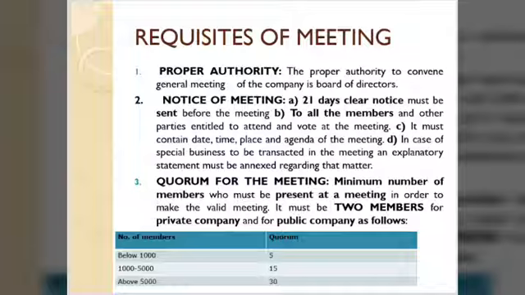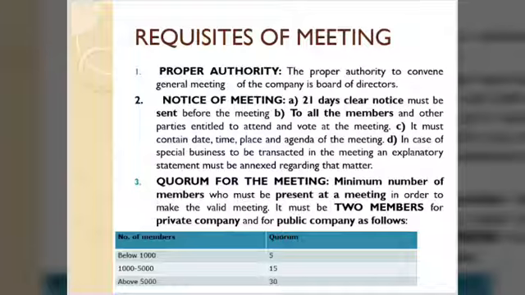Number 3 is the quorum for the meeting. What is a quorum? The minimum number of members who must be present in the meeting in order to make the meeting valid. That is, in case of a private company, 2 members must be personally present as the quorum. Whereas in case of a public company, it is based on the number of members.